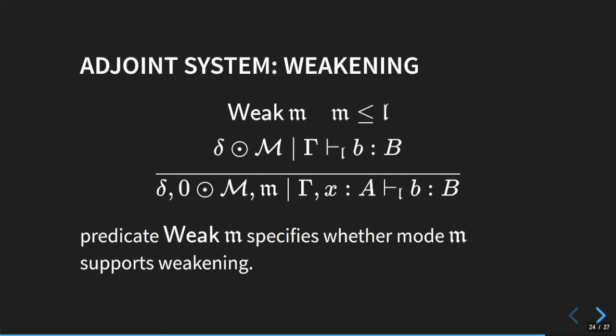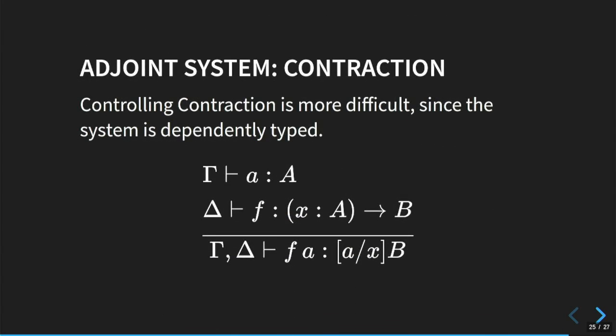So one thing that we also wanted to do is gain control over contraction and weakening. For weakening, you just have a predicate called weak m, and if weak m is true, then you can weaken and you put 0, and it works the same way as before. But controlling contraction is actually a little more difficult, and this is mainly because of the dependency.